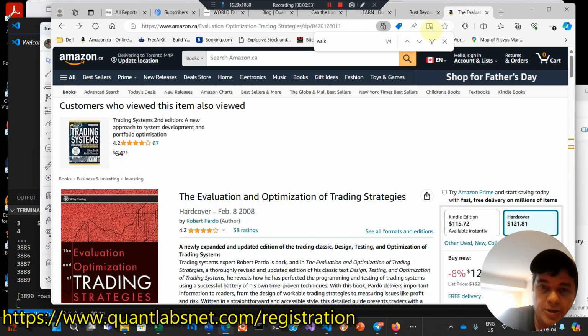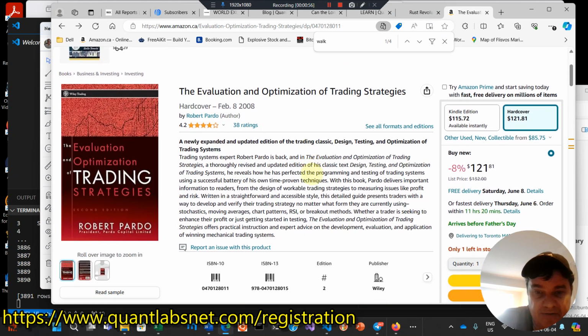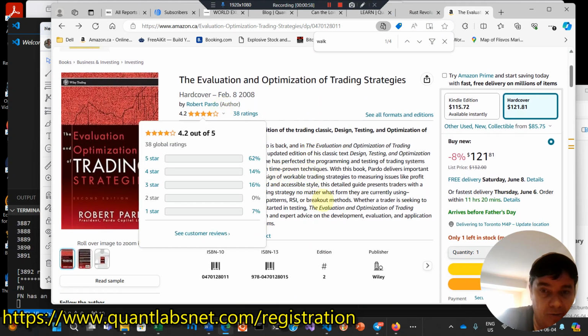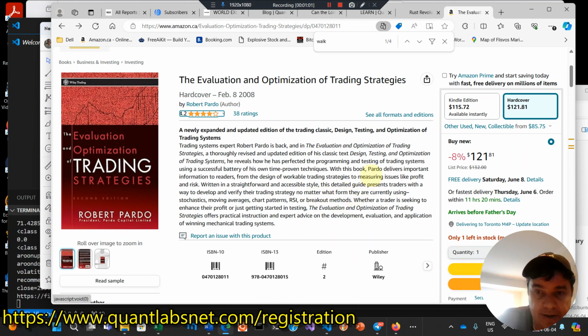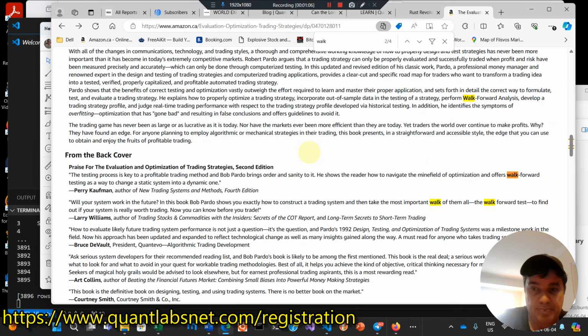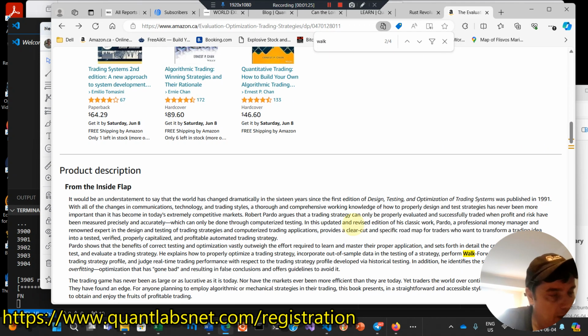So the first thing you want to do is, where does the walk forward come from? This is from Bob Pardo, his book. In here, there is a chapter. It's one of the first books that talks about walk forward. So I thought I would put that together right here. And then take the most important walk of them all, walk forward test, to find out if your system is really worth trading. And that's from Larry Williams, author of Trading Stocks and Commodities with Insider. That's a big book as well. So that's where walk forward comes from. So let's start looking at this.